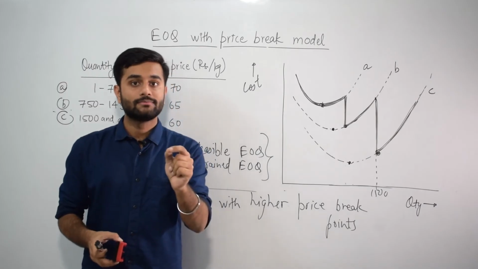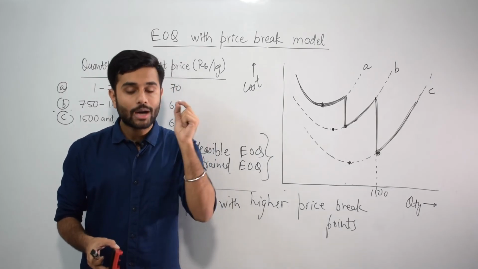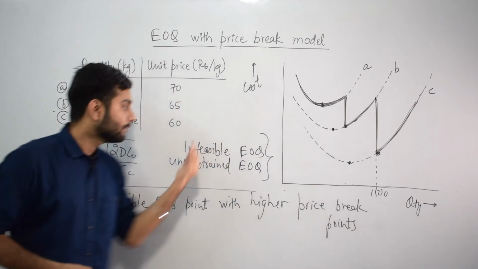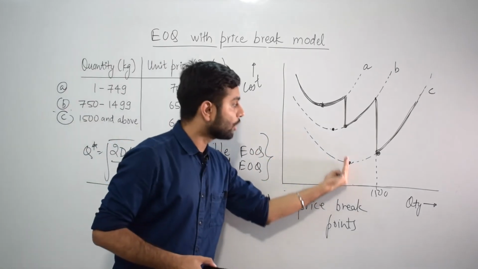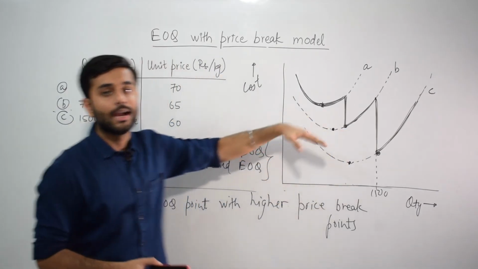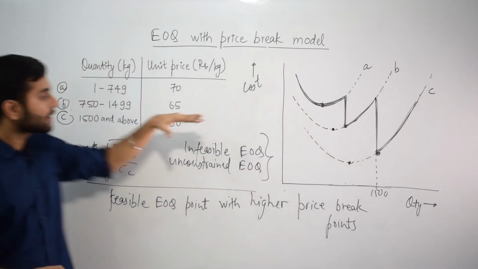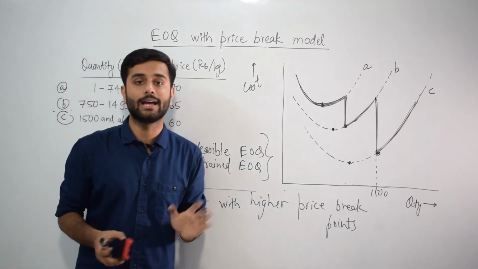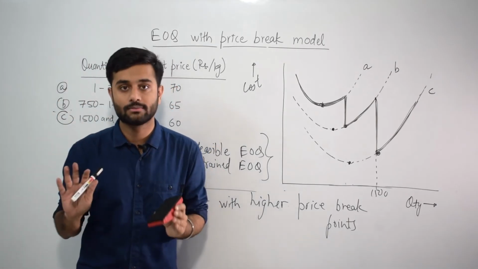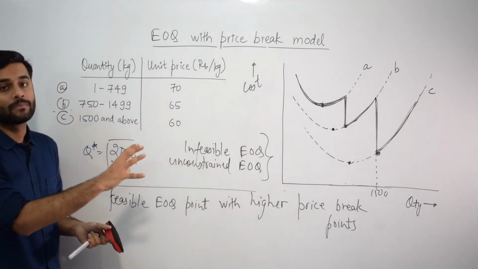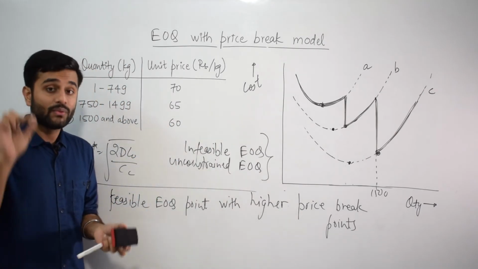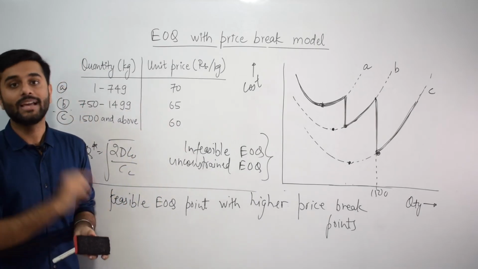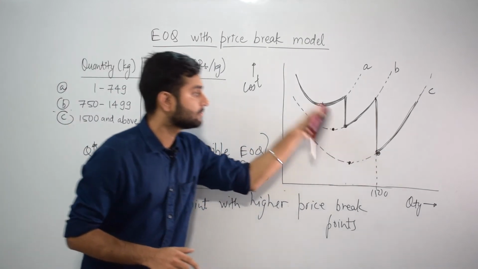If you have more than one feasible EOQ, you only have to pick the price slab and EOQ which comes first when you move from the bottom. When you are moving from the bottom, the first feasible EOQ is the one you have to select. Any feasible EOQ that exists above that, don't consider it. It will have a total cost higher than that. Don't waste your time doing that calculation. Okay, so which points do you need to compare? Any feasible EOQ point that you found when you started from the bottom, and the other price break points that you found.